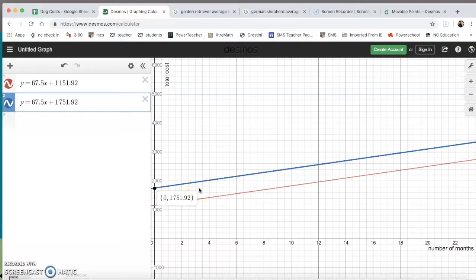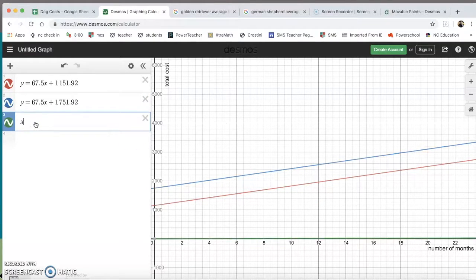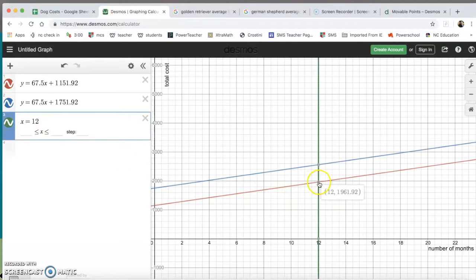Then, this is at the 12-month point, and I found that I have trouble clicking on exactly 12 months. So what I like to do is I like to go over here and I just type in x equals 12. So I create a line at 12 months. So after a year of owning the dog, for the German Shepherd, you'll have spent about $1,900 or so. And then for when you own the Golden Retriever, you have spent about $2,500 after a year. It's a lot of money.